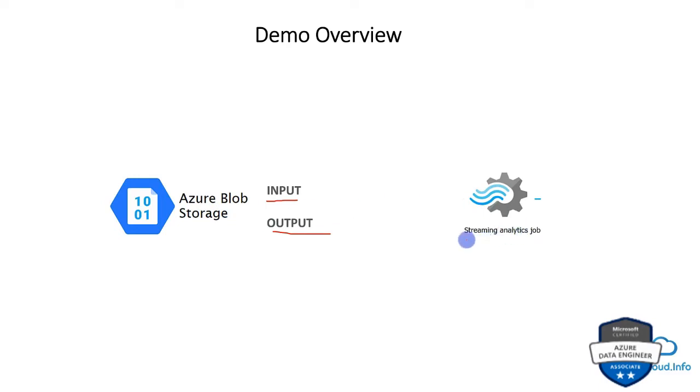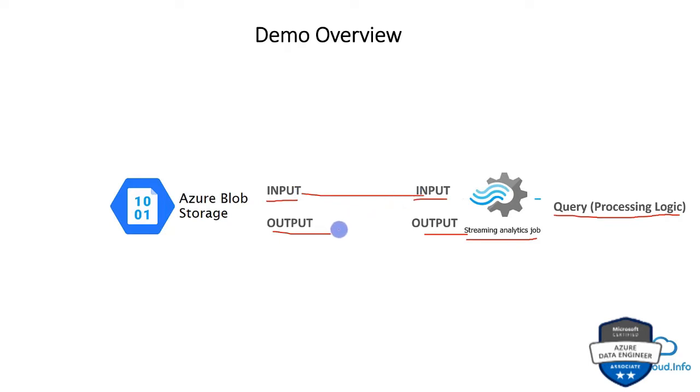And then we'll have a Stream Analytics job in which we will create the input, the output, as well as the query, which is the processing logic inside this job. While creating this input, we will sync it up with the blob storage input, and the output of the job with the output of the blob storage. And then we will start this job.